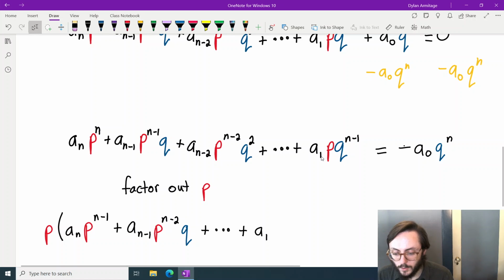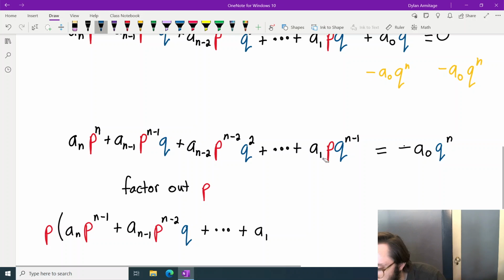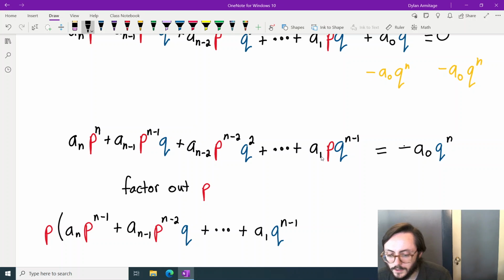We have a sub 1. Now we factored out the p, so that's no longer there. And we simply have q to the power of n minus 1. And this still equals negative a sub 0 times q to the power of n.